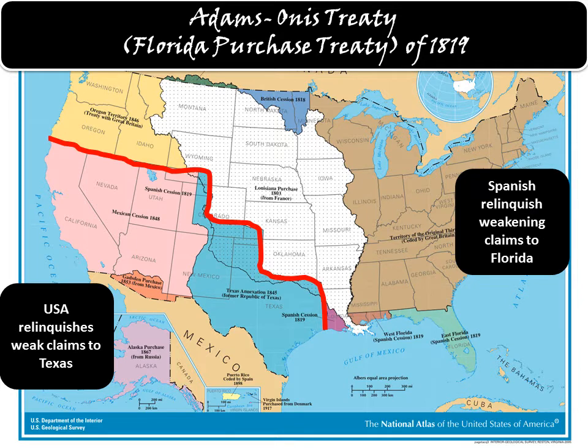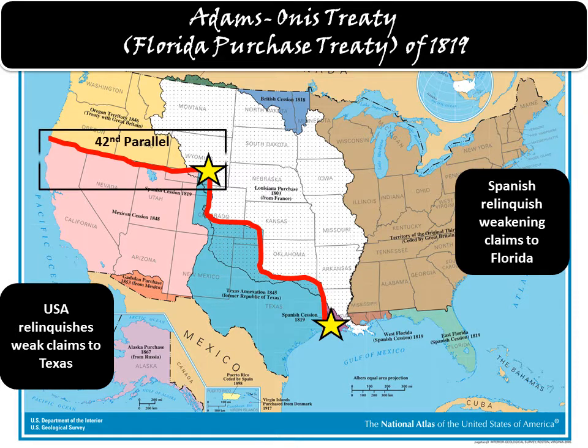The border between the U.S. and Spanish territory began near the modern-day border of Louisiana and Texas, and it continued northwest until the Rocky Mountains at the 42nd parallel, or line of latitude. At that point, the border went directly west to the Pacific Ocean.